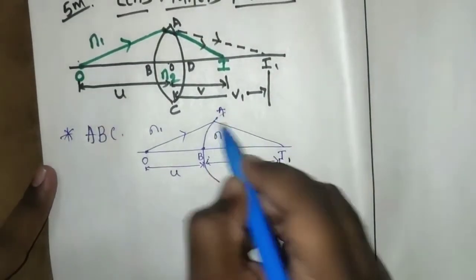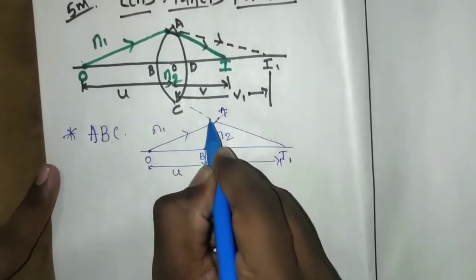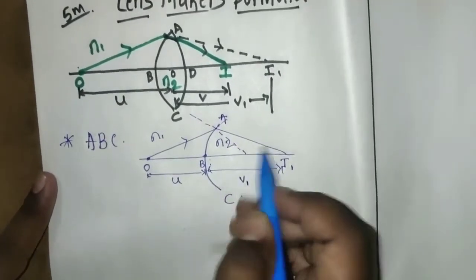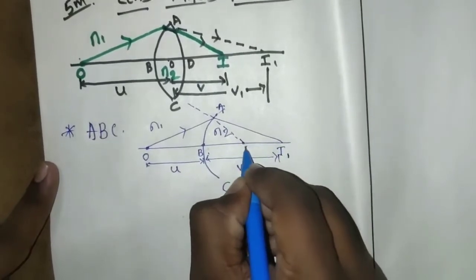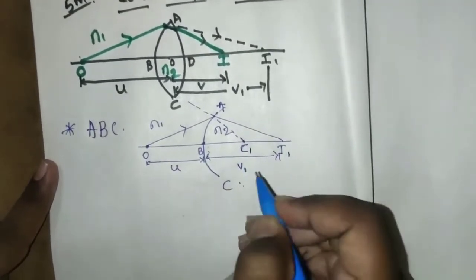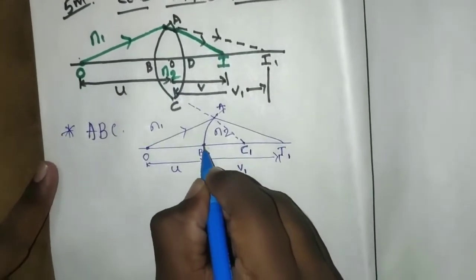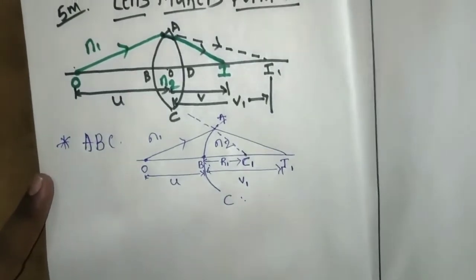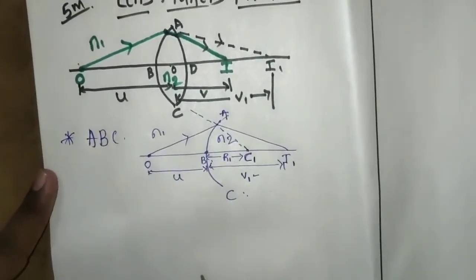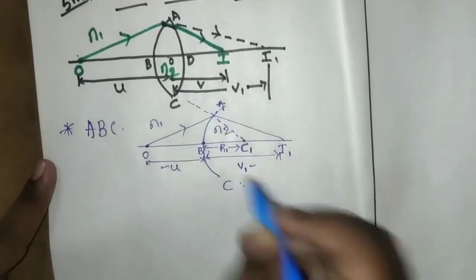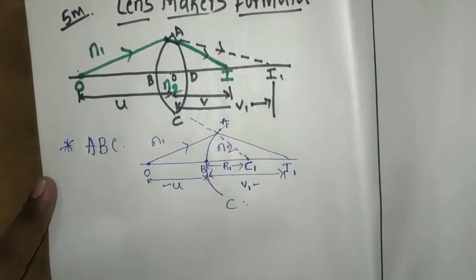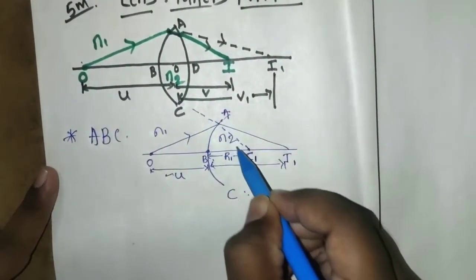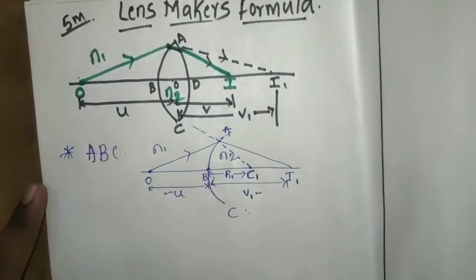Now I will draw a normal through this surface. This normal drawn through the surface meets the principal axis at a point called the center of curvature of ABC, and the distance from B to C1 is R1, the radius of curvature. V1 is the image distance, u is the object distance, and R1 is the radius of curvature. This radius of curvature is constructed by the normal drawn on the surface ABC.